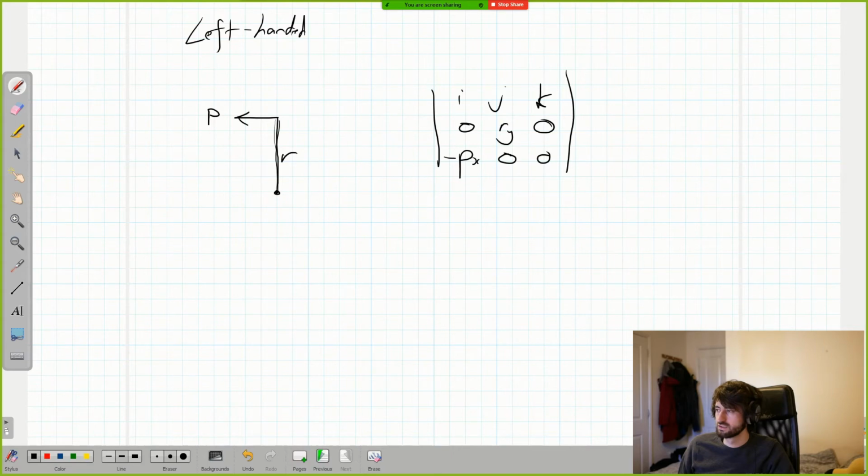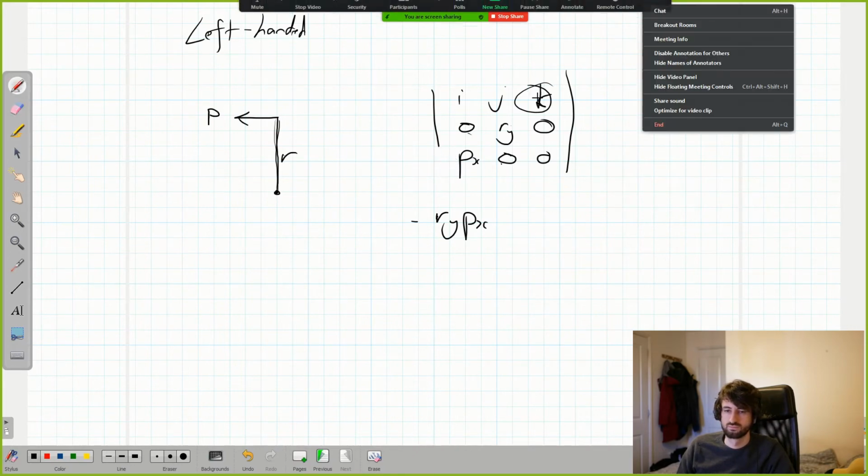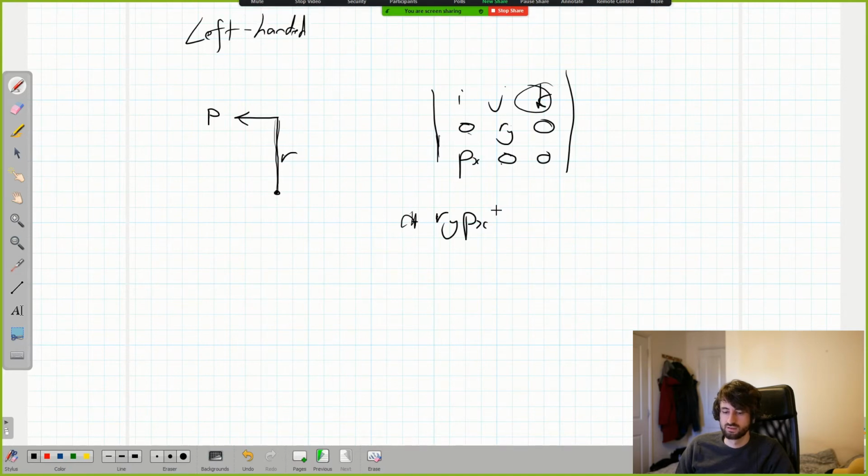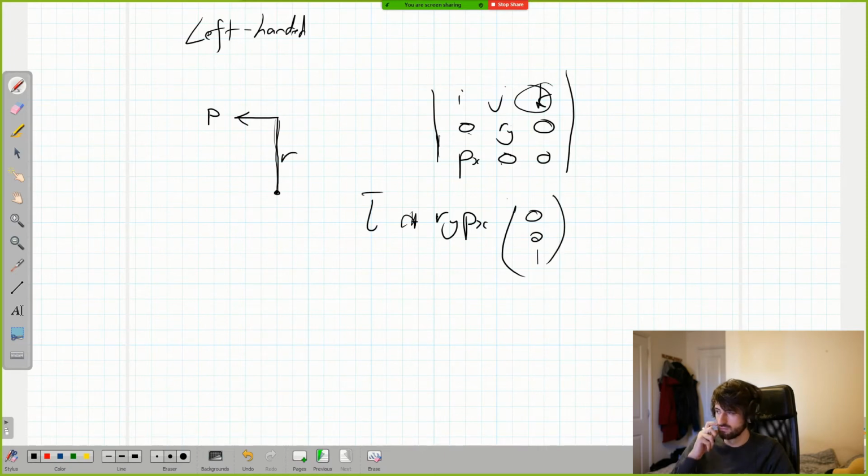RL, our angular momentum, is going to be, again, just k, because these ones are going to have the zeros. So it's going to be k, 0, 0, minus r_y p_x. Or actually, we'll not call it minus, we'll just call it positive. r_y p_x is going to be multiplied by 0, 0, 1. And that's going to be our angular momentum.